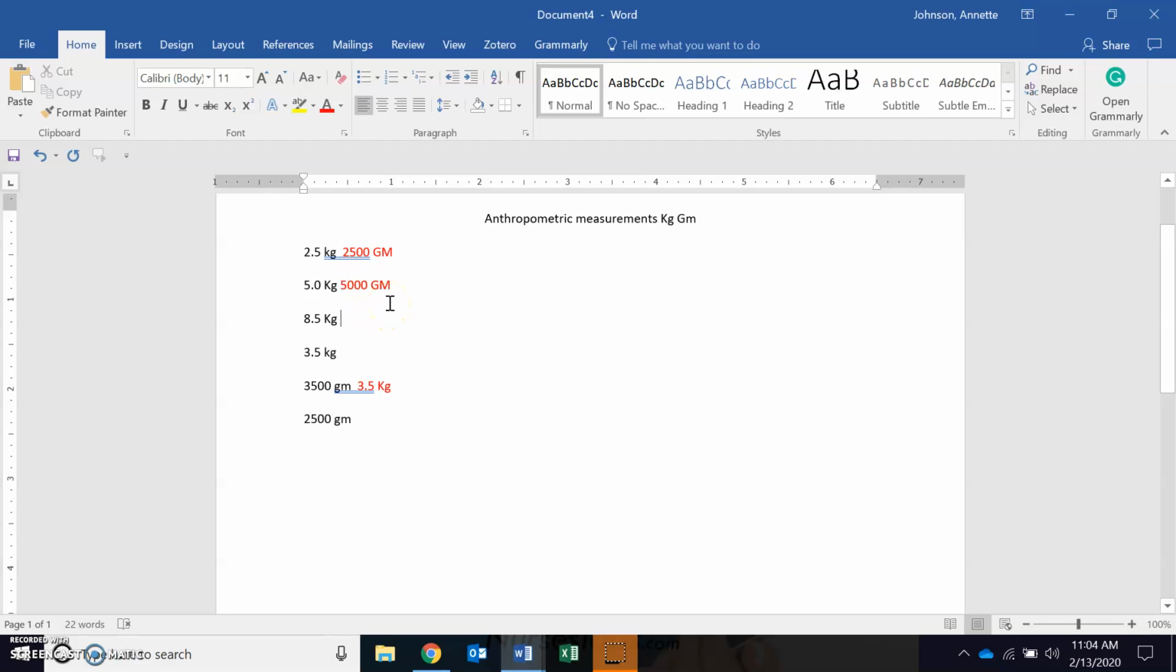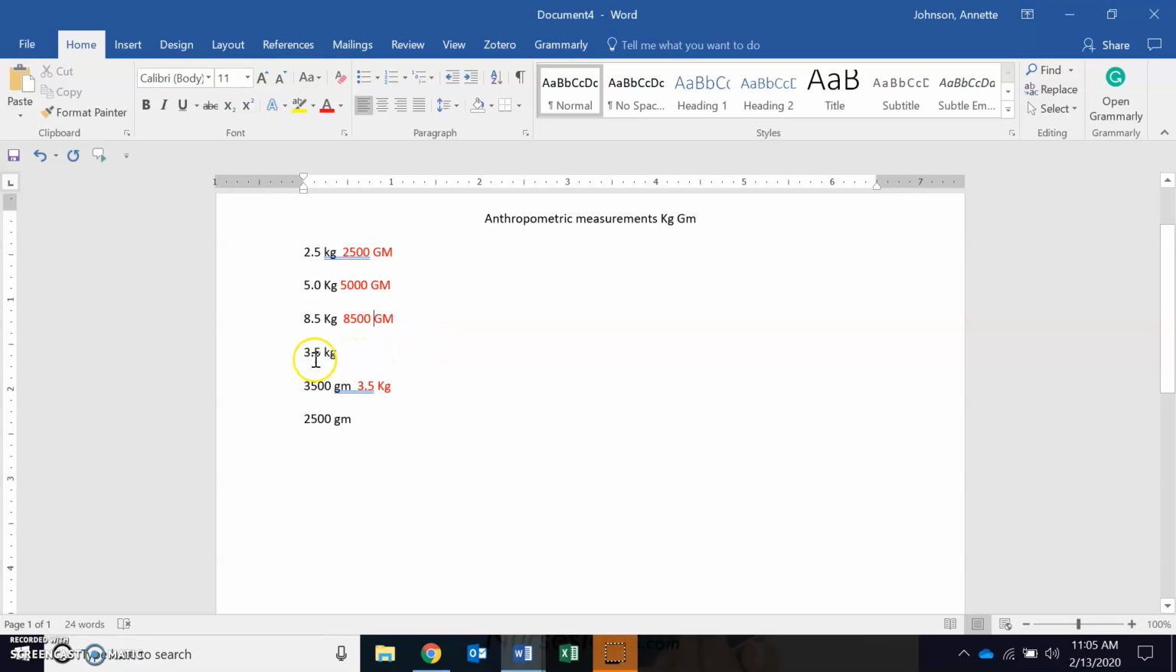So let's try 8.5 kilograms. Okay, and where did I get this from? 1 kilogram equals 1,000 grams. And that's just a conversion that you're going to have to know. So if I move this over 1, 2, 3, what is that going to give me? I'll tell you. 8,500 grams.